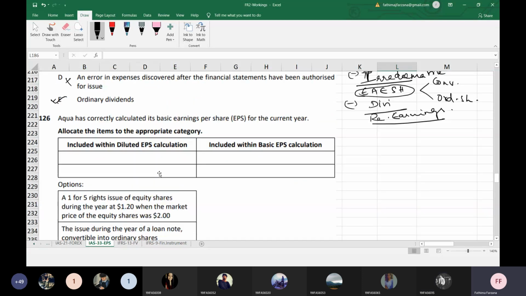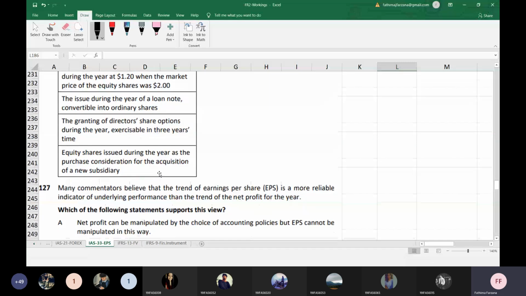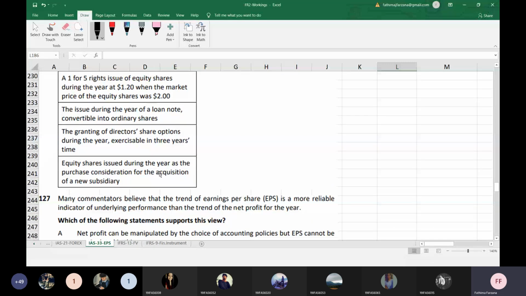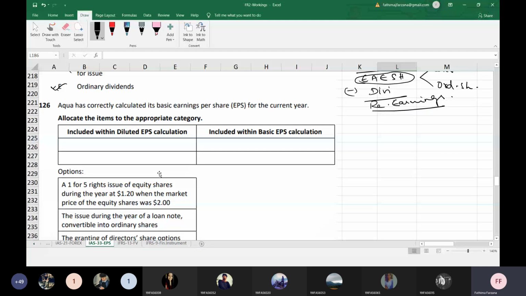Let us go to problem number 126. So here, this is the last question, I guess. No, 127 is also there. Today we'll try to finish as much as possible. Only 6 minutes more.